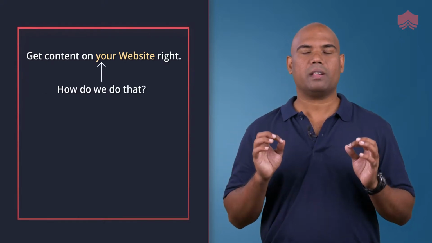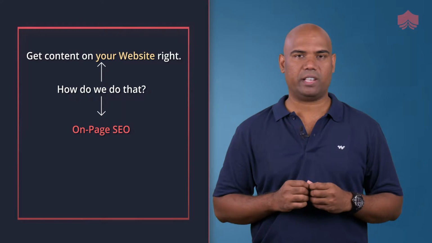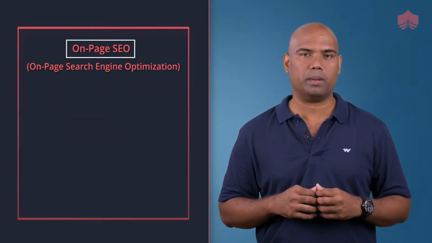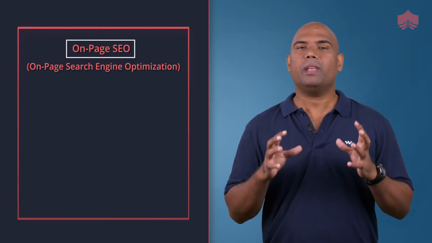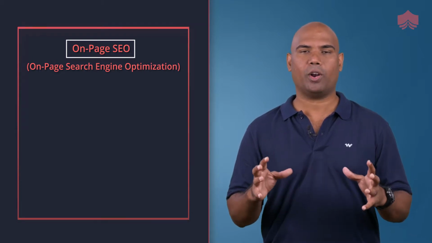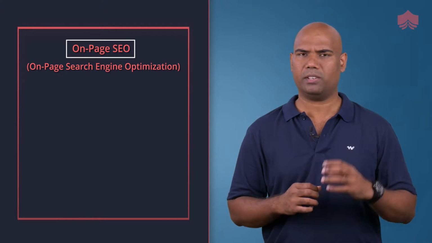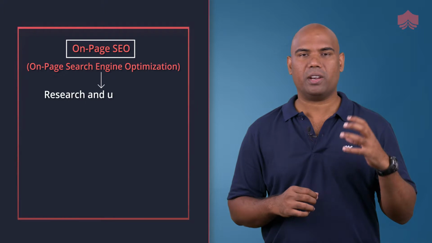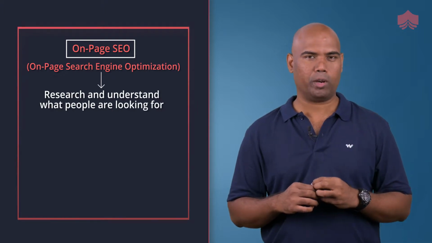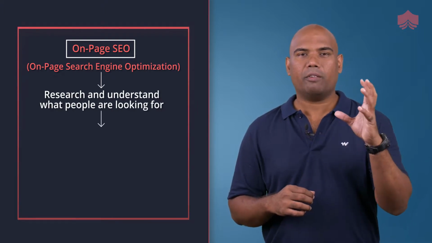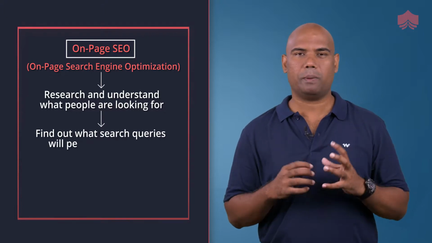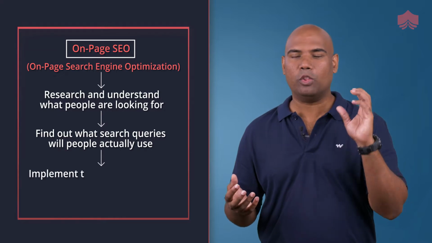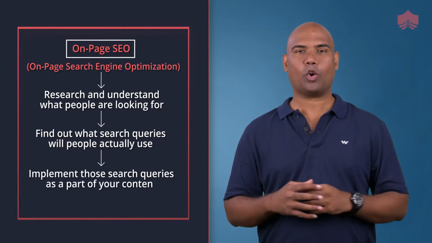There is something called On-Page SEO. That is on-page search engine optimization. How do we do that? Well, if you have some piece of content that you're creating for your website, let's say it's a blog post, obviously you'll have to research, understand what people are looking for, and then find out what search queries people would actually use. And then it's very simple. Implement those search queries as a part of your content.